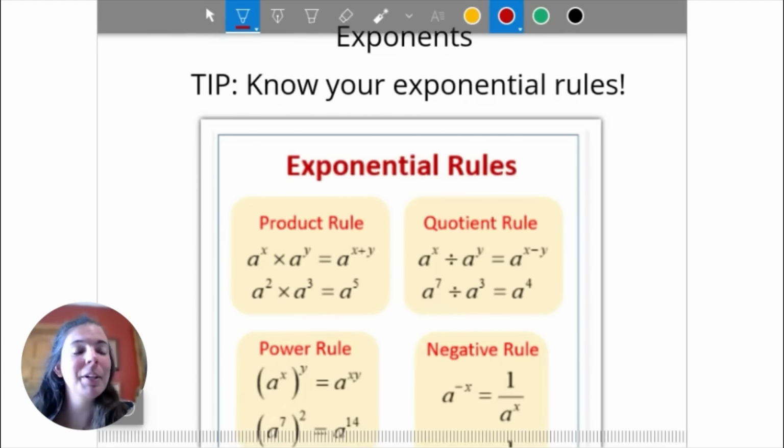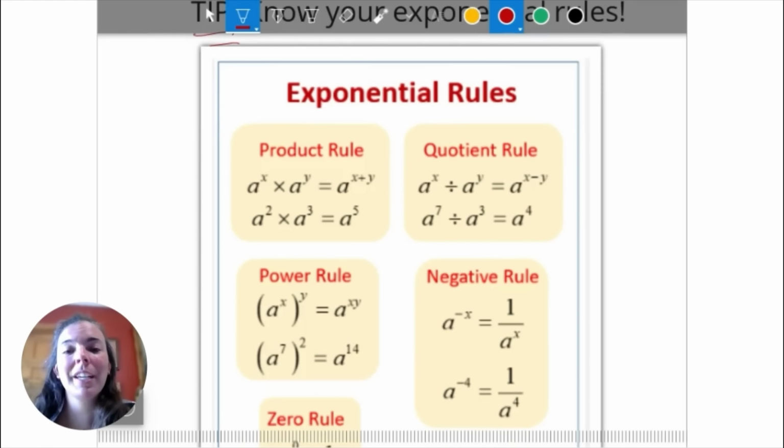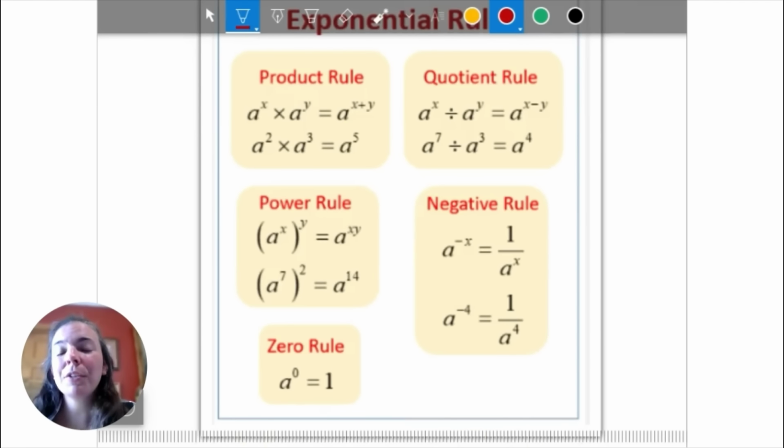All right, so next topic we're going to talk about is exponents. Here's a big tip for you: you need to know your exponent rules. Your exponent rules are here. We have the product rule, the quotient rule, the power rule, the negative exponent rule, and the zero rule.